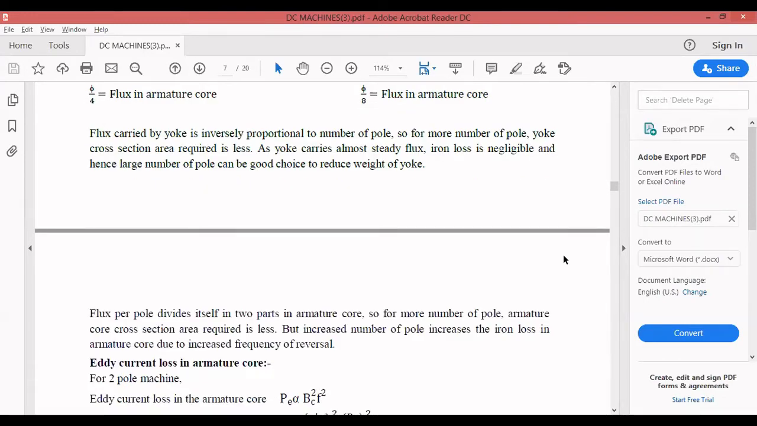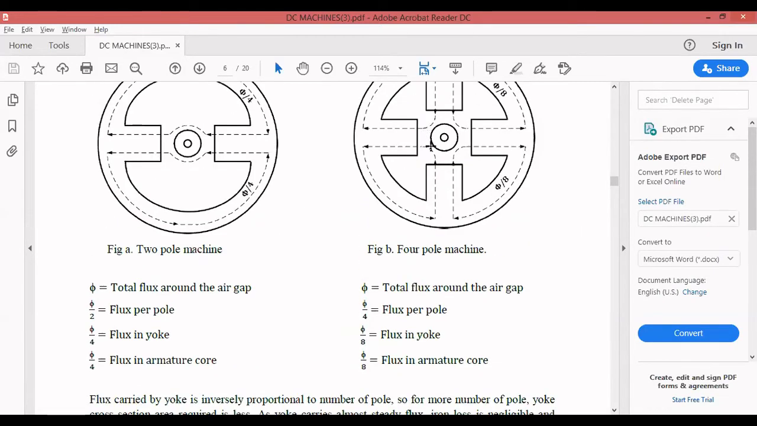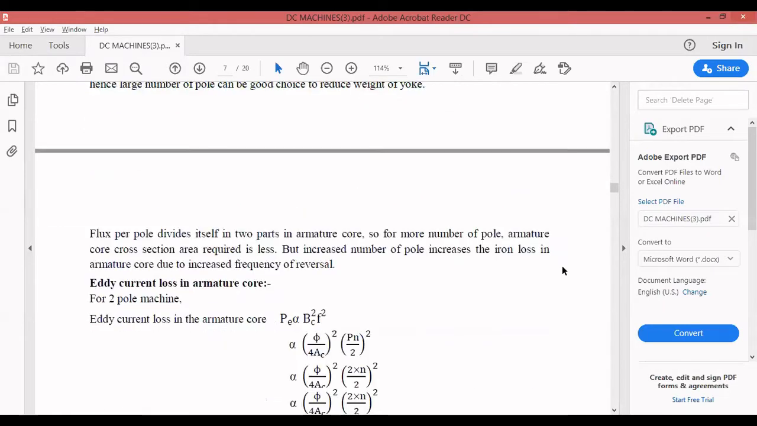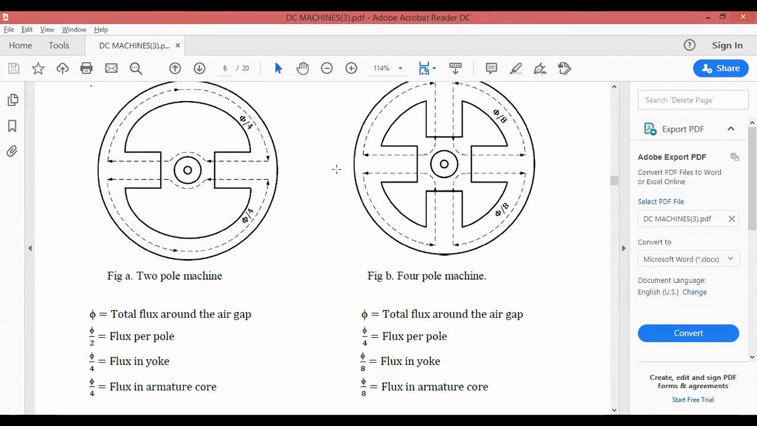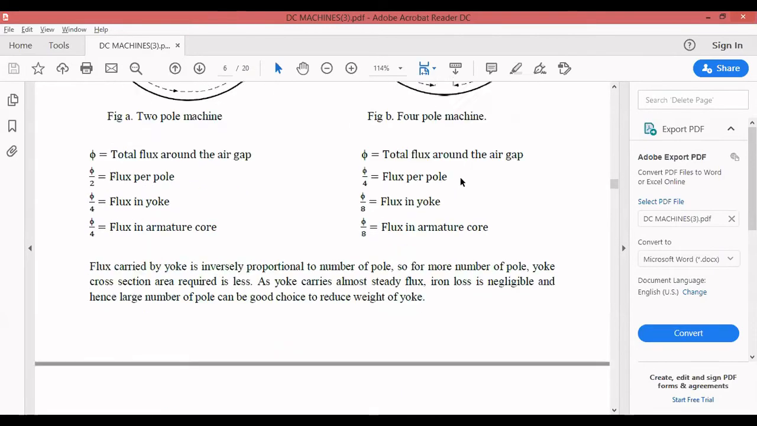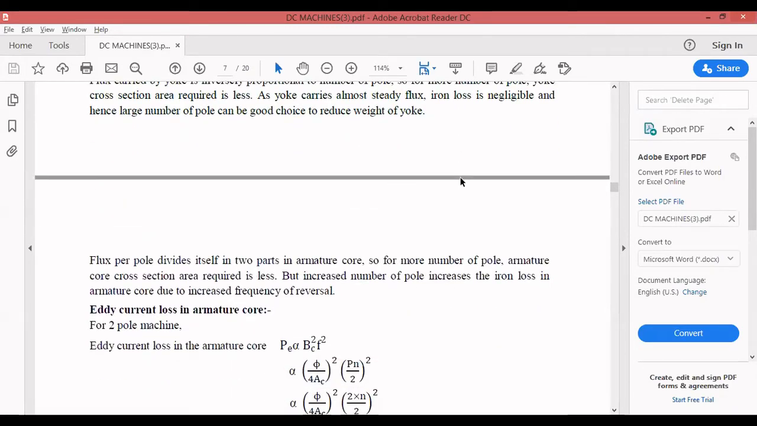Then if you're coming to the armature section, how will the armature section react with the number of poles? Now, flux per pole divides itself into 2 parts in the armature. So with more number of poles, the armature cross-section area required is less. Once again, you can see here, if you go for more number of poles, then the armature cross-section area will become less.